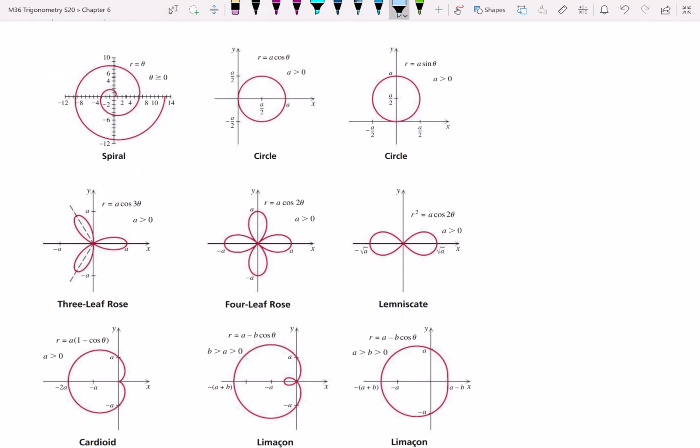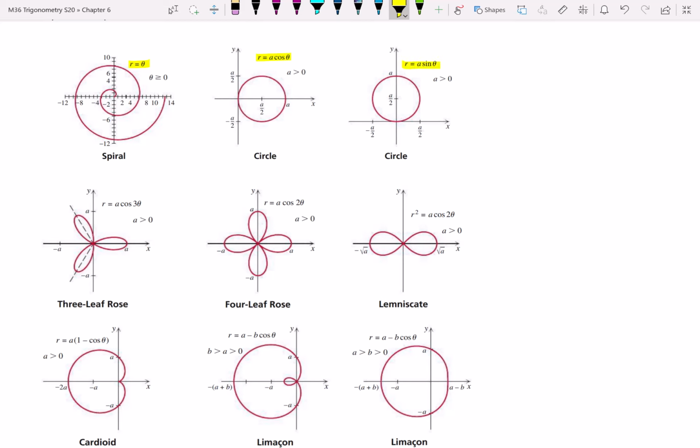Again, I'm just going to go a little bit quickly here. The first one is a spiral, and you could get a spiral by just doing r is equal to theta. In this picture, theta is greater than or equal to 0. So if you want a little spiral, you just do r is equal to theta. If you want a circle, all you have to do is r is equal to a cosine of theta. And this circle is working horizontally, so it's going to expand horizontally. To get this circle, your a has to be greater than 0.